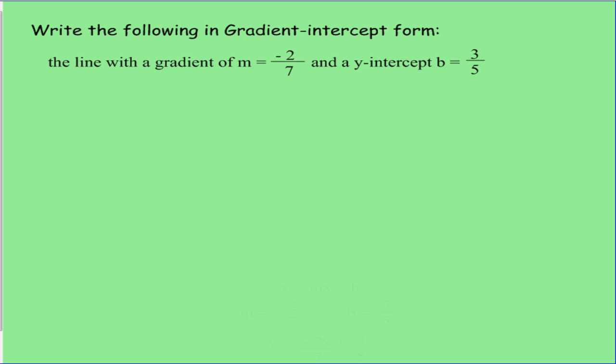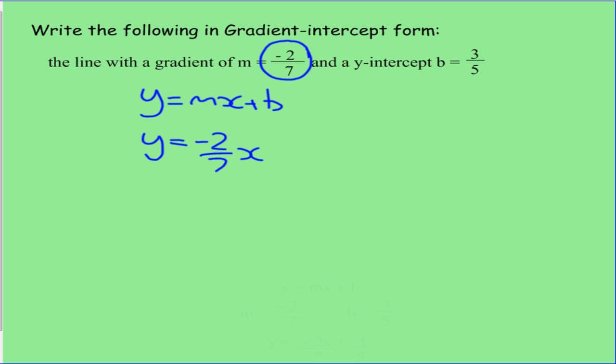Now in this question we are asked to write the following information in gradient-intercept form. So we have a line with a gradient of negative 2/7 and a y-intercept of 3/5. Starting out with the general form of gradient-intercept, it is y equals mx plus b, where m is the gradient and b is the y-intercept. So we have y equals, now here is our m value, negative 2/7 multiplied by x, plus our b value being 3/5. So it's plus 3/5 on the end.